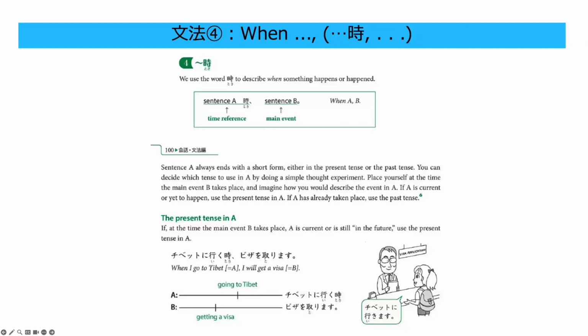こんにちは、鈴木です。今日はこのビデオで第16課文法の4番の説明をします。英語で話します。So, in this section, grammar number 4, in chapter 16, we're gonna learn our so-called when clause.